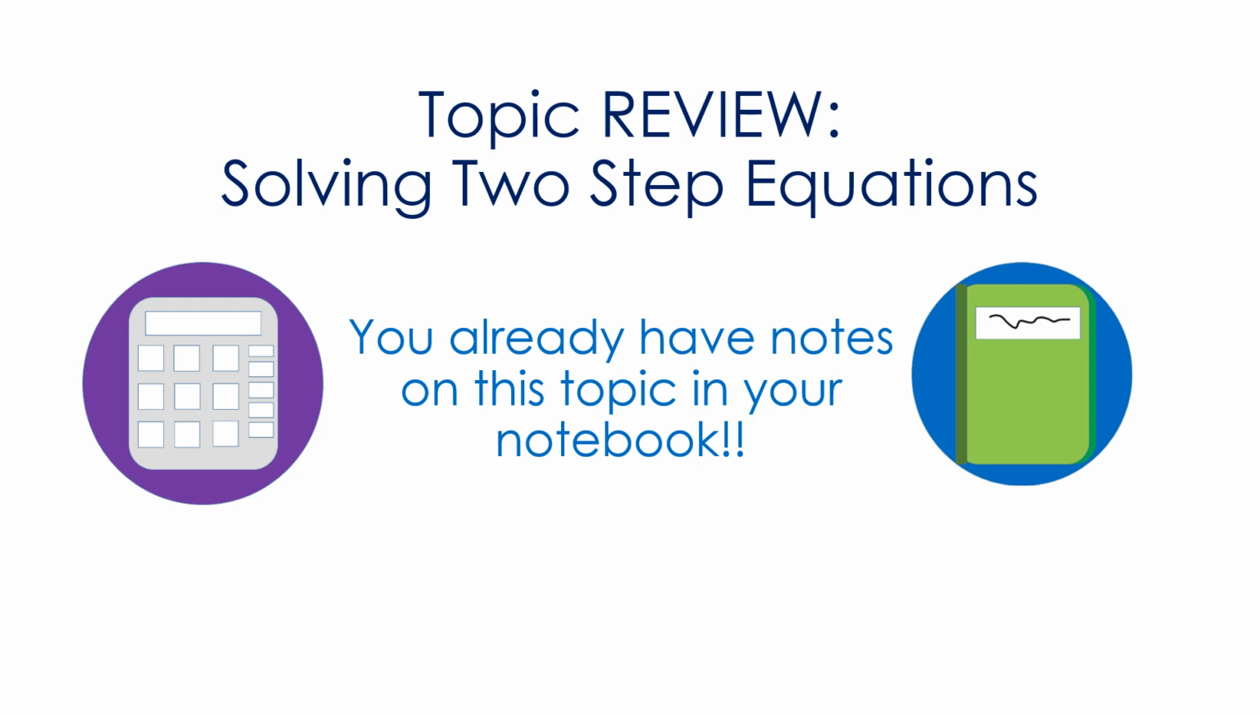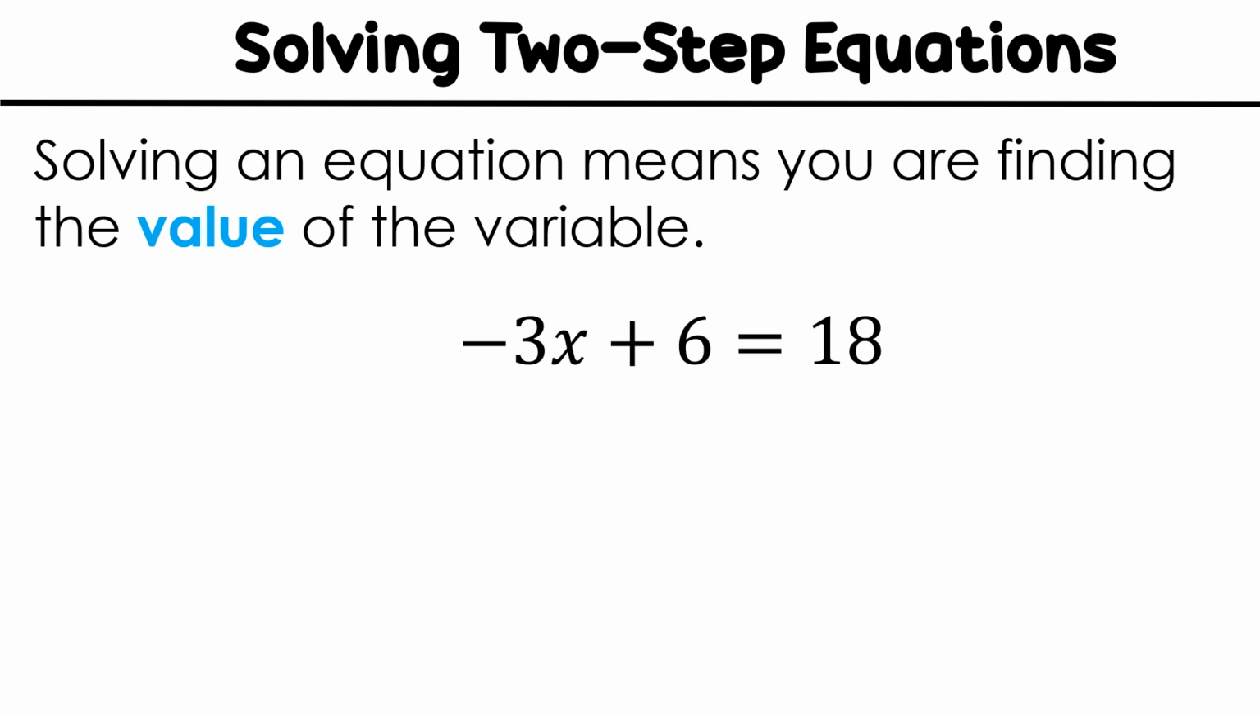You can't do these just by looking at it. You have to actually follow step by step with what I'm doing in each problem. Remember, solving an equation means you are finding the value of the variable. In the example, negative 3x plus 6 equals 18. X is our variable. We're trying to figure out what number we can multiply negative 3 by, add it to 6, and have it equal 18.